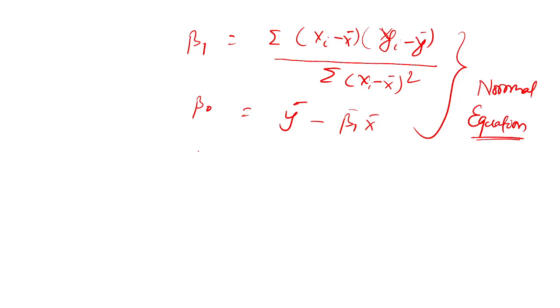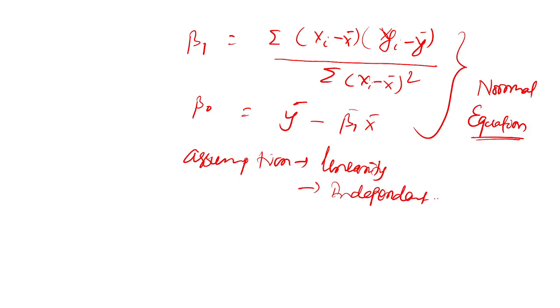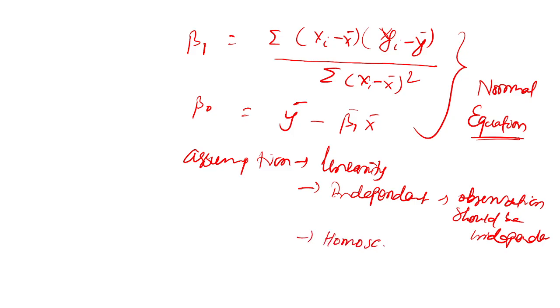In that case, the assumptions should be: linearity, because I'm saying linear regression, so linearity should be there. Second, independence: the observations should be independent. Then one more is homoscedasticity, which is constant variance, meaning the variance of the residual should be the same. Residual is something we call error.